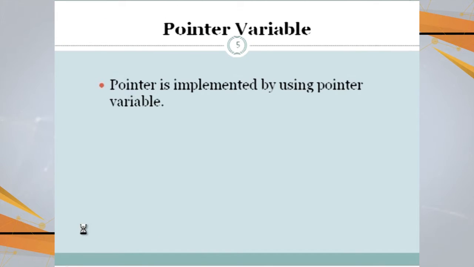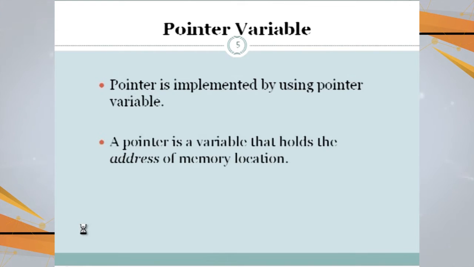Pointer variable. The pointer mechanism is implemented by using a pointer variable. A pointer is a variable that holds the address of a memory location. As I told you, the pointer mechanism is basically implemented by using a pointer variable. Now what is a pointer variable? It is a sort of variable that can hold the address of a memory location.